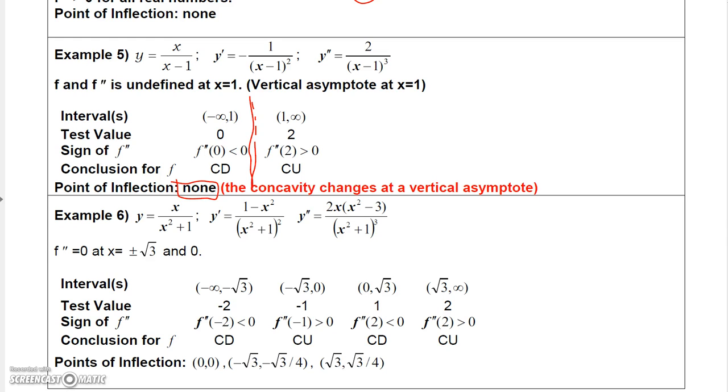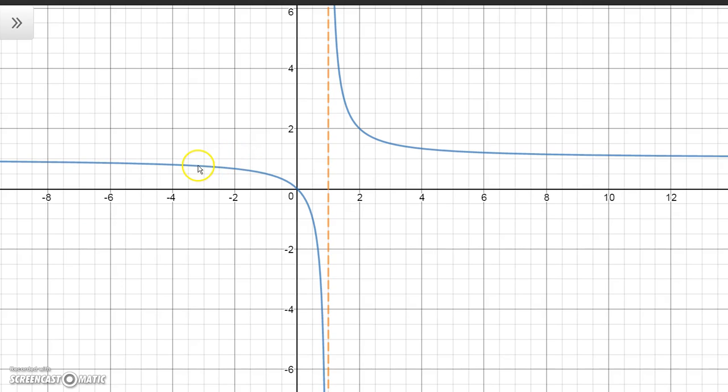Let me show you the picture of this one. So here's the picture of the graph, and this is the vertical asymptote x equals 1. Notice to the left it's bending downward, so you have downward concavity, but to the right it's bending upward, so you have upward concavity. But there's no point at which the concavity changed, so we don't have any points of inflection for this graph.